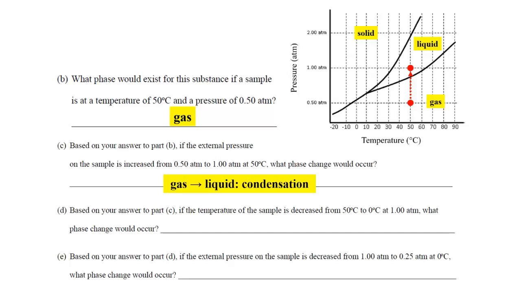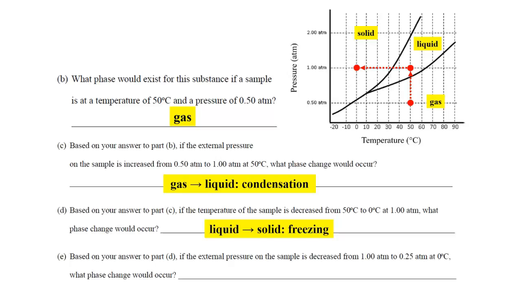Now moving on to part D. Based on your answer to part C, if the temperature of the sample is decreased, so now we're going to move from right to left horizontally. So we're decreasing the temperature from 50 degrees Celsius to 0 degrees Celsius, and we're not changing the pressure. So as I move from 50 over to 0, I've just crossed over from the liquid region to the solid region. So going from a liquid to a solid, that would be freezing.